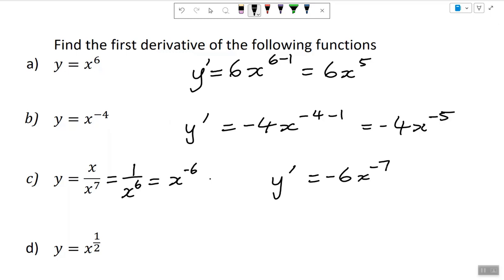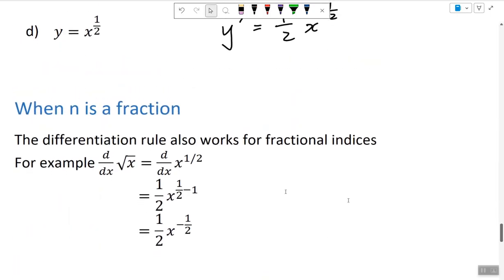Today we're starting if the power is a fraction. That's what today's lesson is about. So it's more or less the same idea. You bring the number out the front as the coefficient, so bring the power out the front. And what's a half minus 1? Negative a half, okay? Here's some more notes if you'd like to write them down.